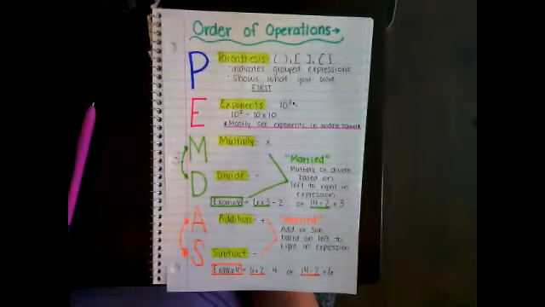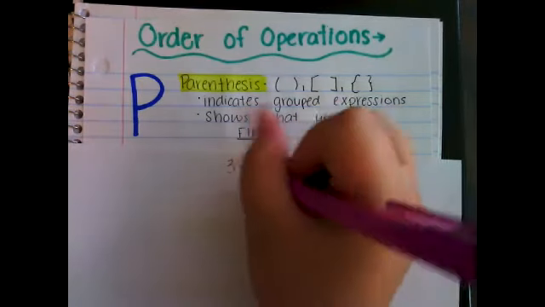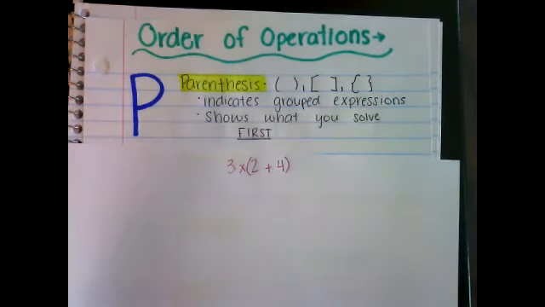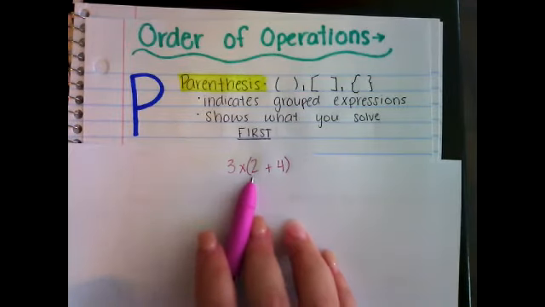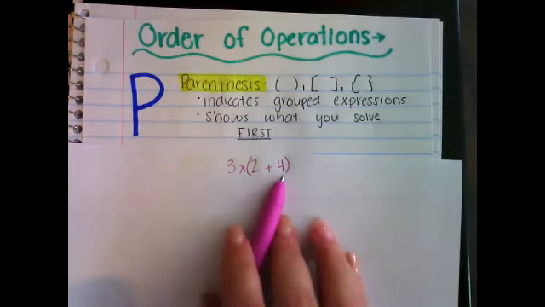So if I have 3 times 2 plus 4, and I have parentheses here, I know that my expression 2 plus 4 is grouped together, and that means that we need to solve this first because parentheses came first in my little trick PEMDAS. I'm going to solve that parentheses first. 2 plus 4 comes first.